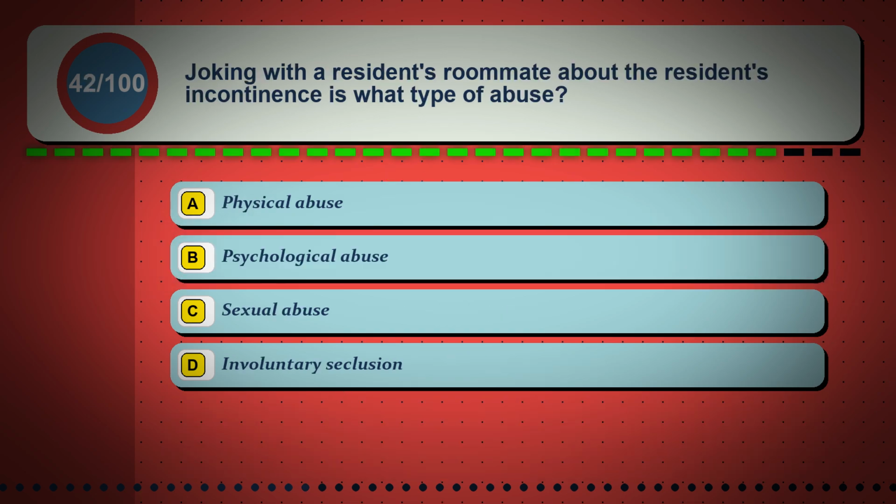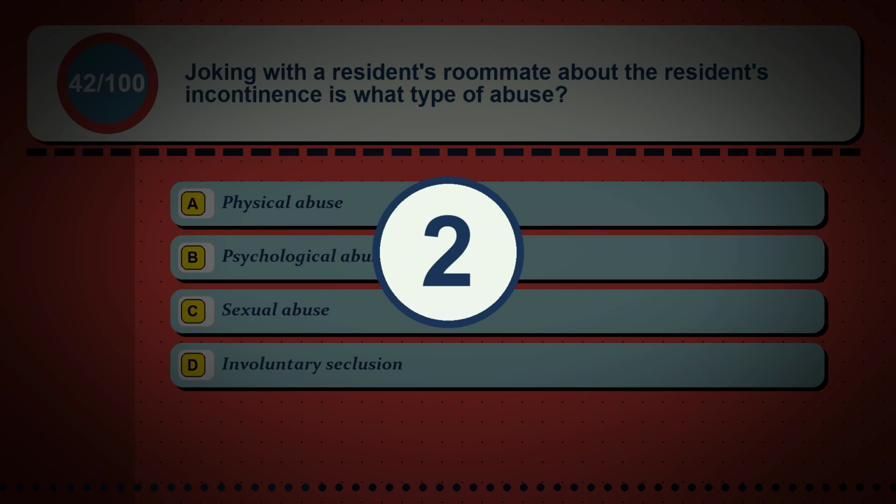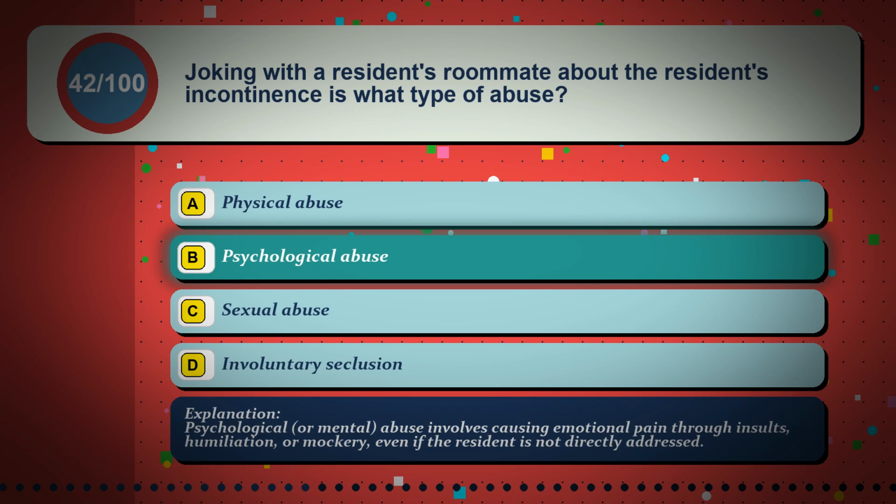Question 42. Joking with a resident's roommate about the resident's incontinence is what type of abuse? Option A. Physical abuse. Option B. Psychological abuse. Option C. Sexual abuse. Option D. Involuntary seclusion. The correct answer is option B. Psychological abuse. Psychological, or mental, abuse involves causing emotional pain through insults, humiliation, or mockery, even if the resident is not directly addressed.